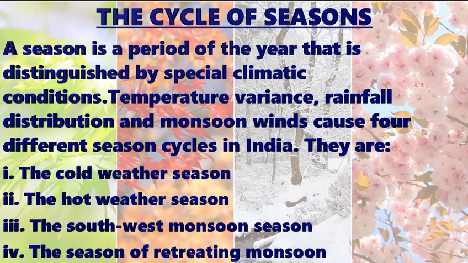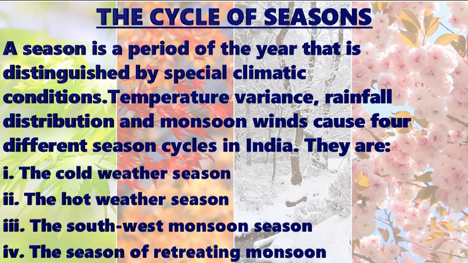A season is a period of the year that is distinguished by special climatic conditions. The variation in temperature, amount and distribution of rainfall, and the monsoon winds cause four distinct seasons in our country, and they occur in a fixed sequence to form an annual cycle of seasons.